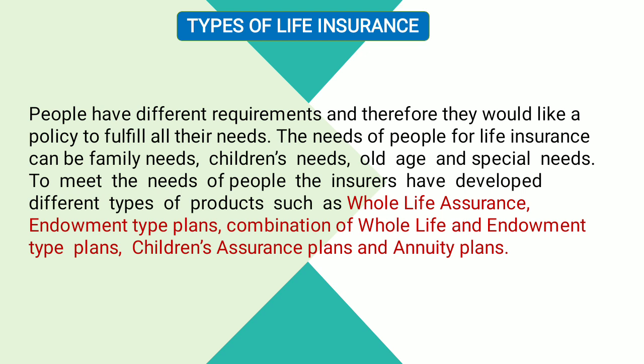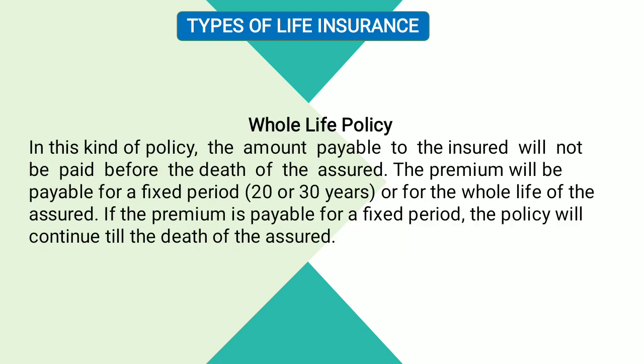Just to meet all these needs of an individual, the insurer, that is the insurance company, has developed different types of products. Basically all the insurance policies are called products. Here we have whole life assurance, endowment type plans, a combination of whole life and endowment type plans, children assurance plans, and annuity plans. So we have different types of plans. First we have to discuss the whole life policy. What is a whole life policy?